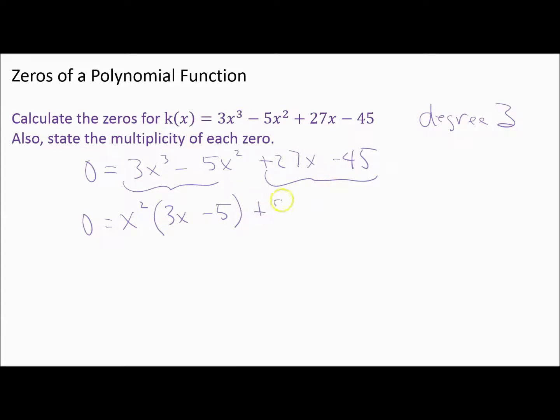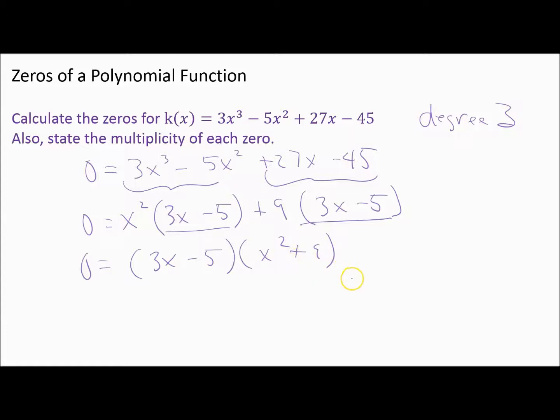It looks like it's a 9, so I'm going to pull out a positive 9. That's going to leave me with 3x minus 5, which is good, because remember, these must match. Then you write down the matching factor, 3x minus 5. You're really factoring it out, times x squared plus 9. You factor further if you can. This is linear. It's not going to factor further. This is a square, but it's a sum of squares. So that won't factor further either.